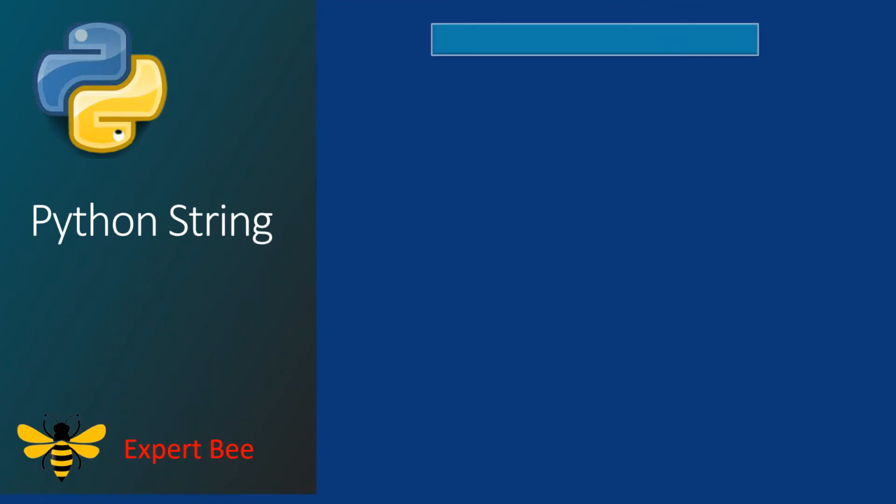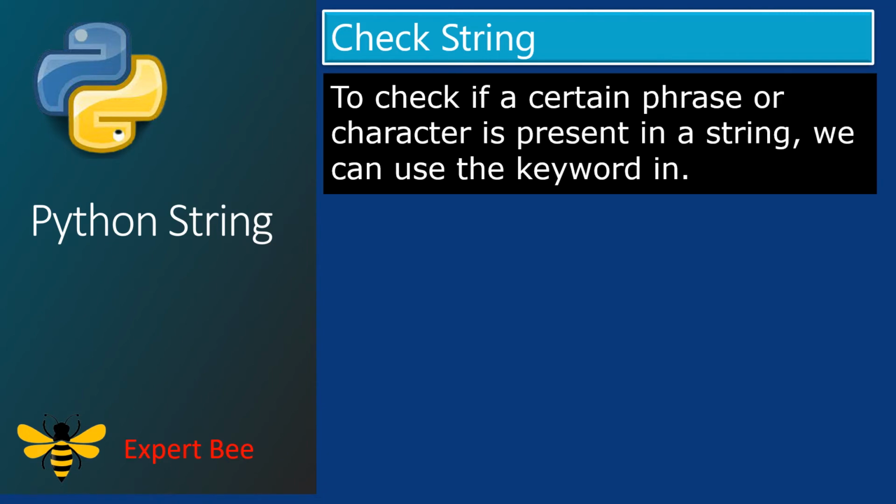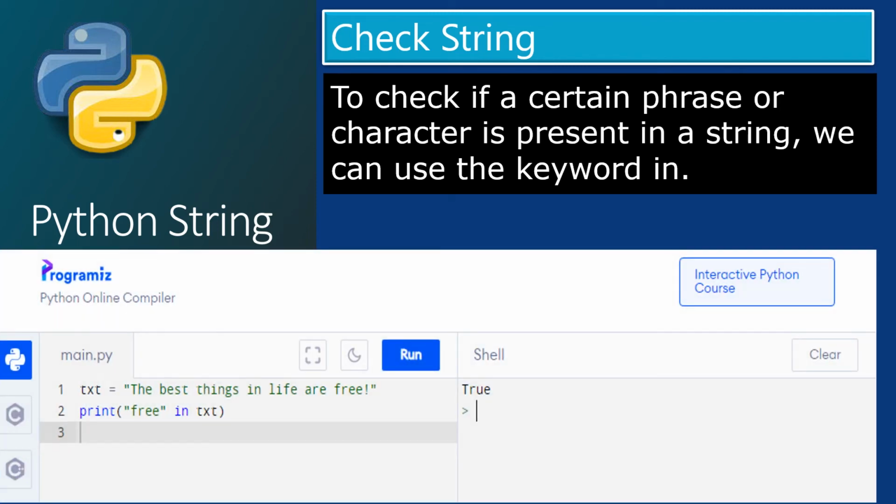Now we'll discuss checking a string. To check if a certain phrase or character is present in a string, we can use the keyword in. Using the online compiler, type txt equals "The best things in life are free!". Then type print "free" in txt. After running, you will get the output as True because free is present in the txt variable. You will get False as the output when the search text is not available. For this, you can try typing print "search" in txt and press the run button. You will get False as the output. You can try this on your own.